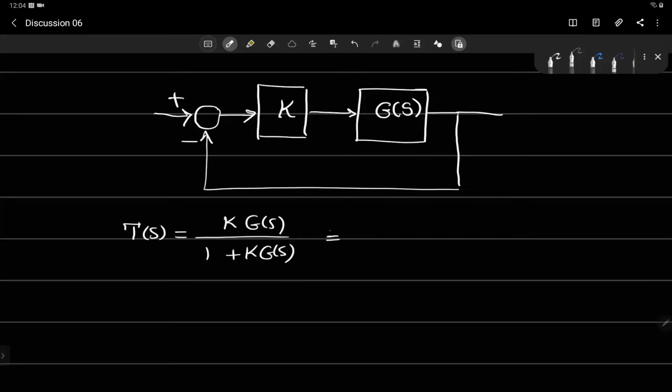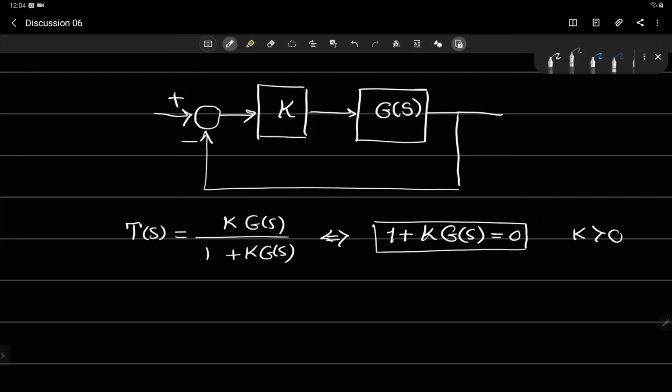So basically, we want to determine how the roots of this equation, which is the characteristic equation of the closed loop transfer function, 1 plus k times G(s) equal to 0, change as we increase k from 0 until infinity, okay?